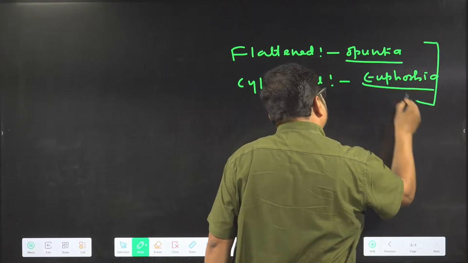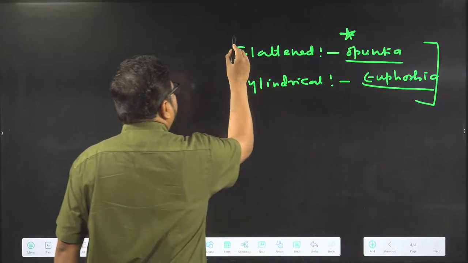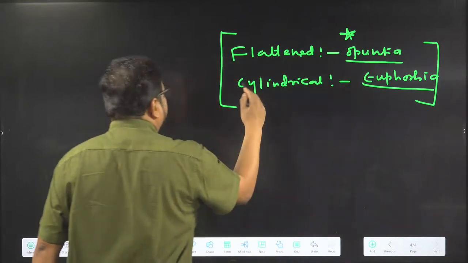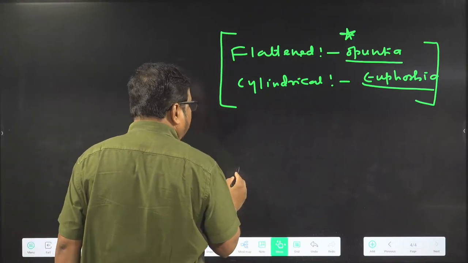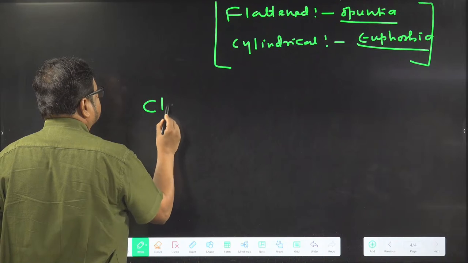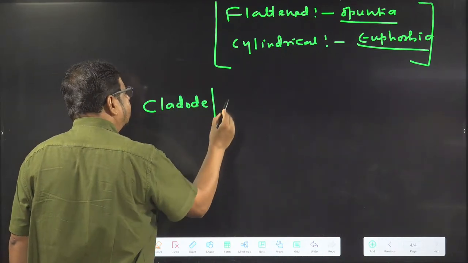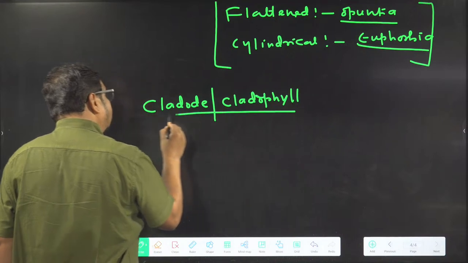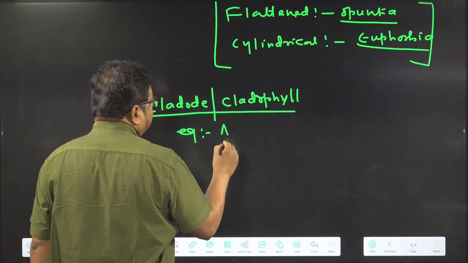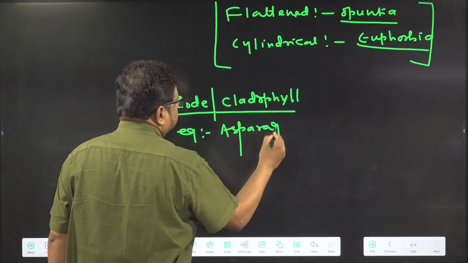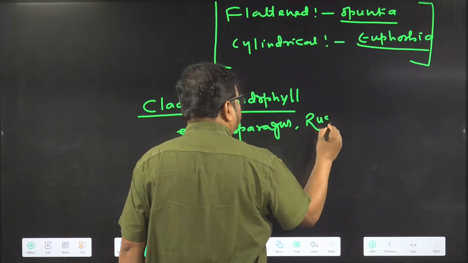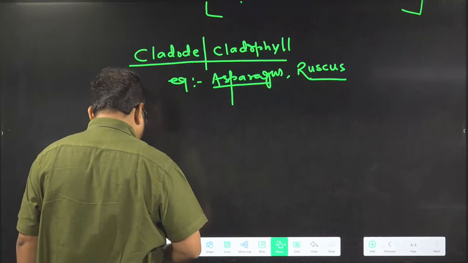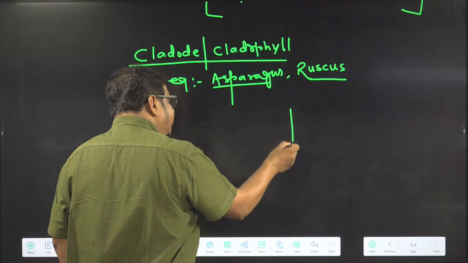So don't overlap it. These overlaps occur only due to lack of revision. You just get confused about which one is flattened, which one is cylindrical. Anyhow, now I am going to tell you about cladode or cladophyll. That line is not in NCERT, but I am telling you. Both are the same thing. Example is asparagus, and another example is ruscus. So what happened in the cladode and cladophyll in asparagus and ruscus, just try to understand. This is the main stem.